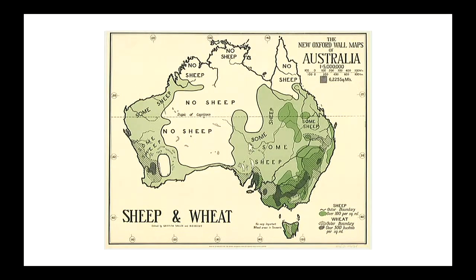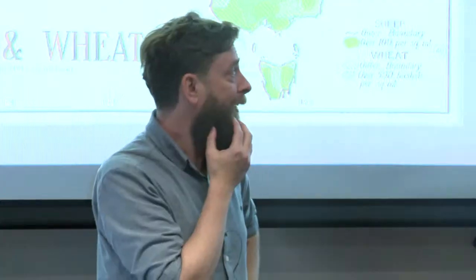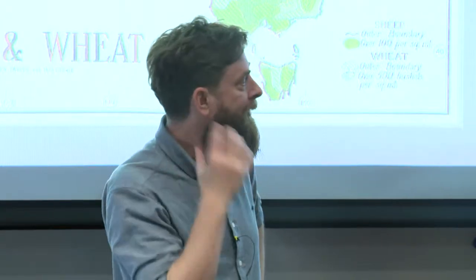This is one of my favorite maps. I just really love it. Again, it's from an early 20th century, I think a pre-World War II atlas of Australia, a wall map series of atlases designed for classrooms. I found it in the National Library of Australia one day in their online collections. And I think it's really great. It's really effective. It's a map of sheep and wheat.